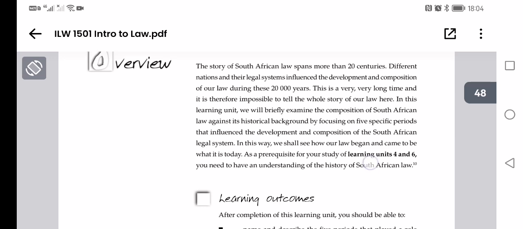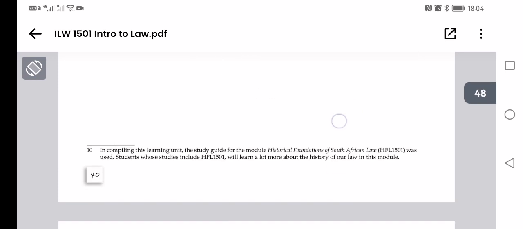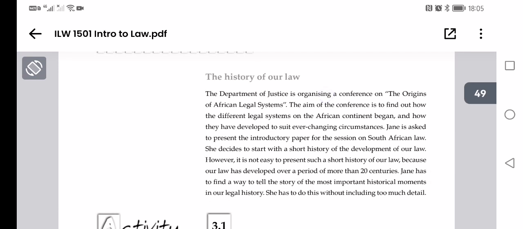The history of our law. The Department of Justice is organizing a conference on the origins of African legal systems. The aim of the conference is to find out how the different legal systems on the African continent began and how they have developed to suit ever-changing circumstances. Jane is asked to present the introductory paper for the session on South African law. She decides to start with a short history of the development of our law.